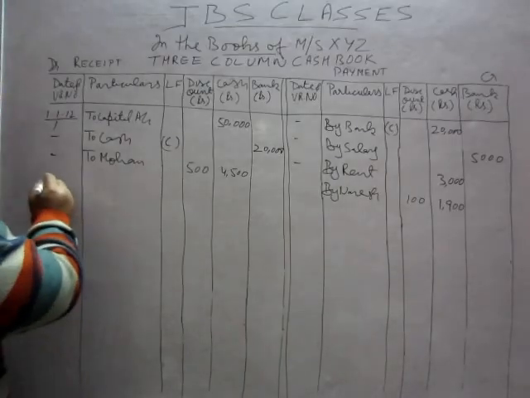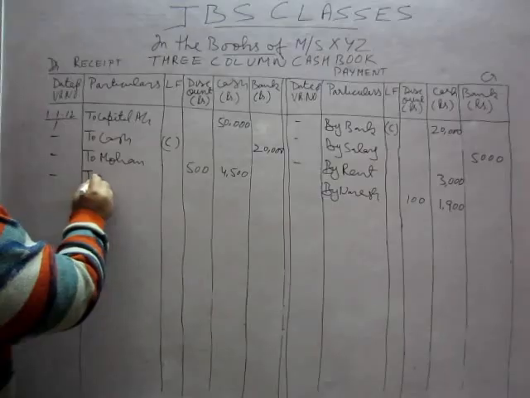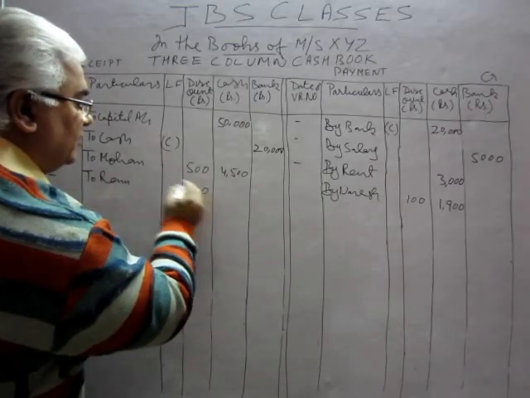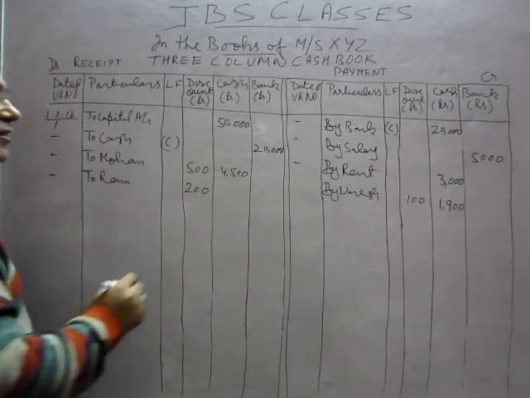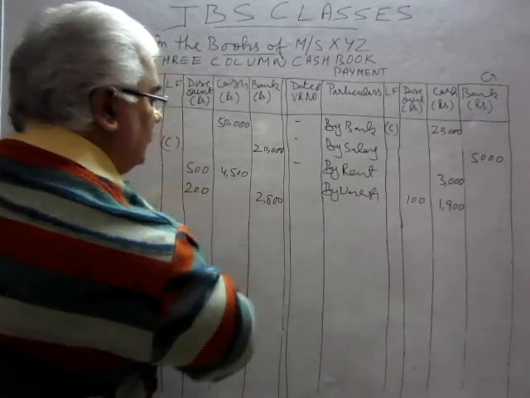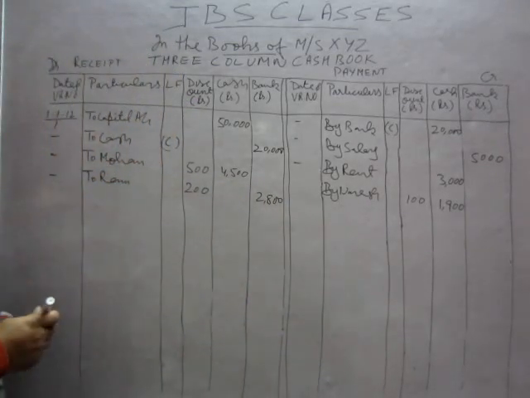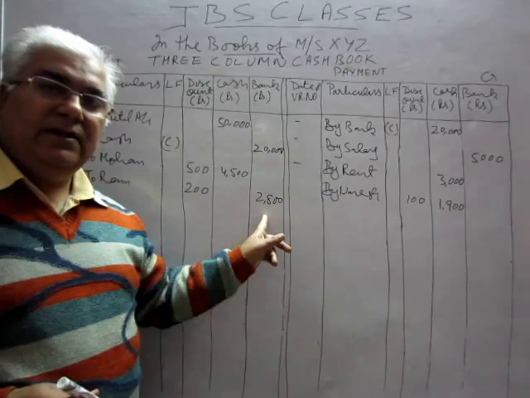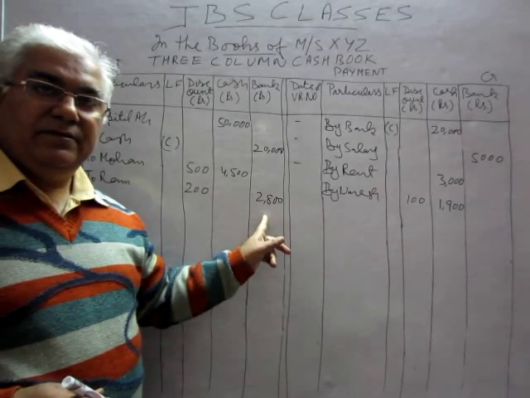So entry will be like this: to Ram, 200 in the discount column, and we are receiving a check of 2,800 from Ram, so it will be entered here. From here, Ram's account will be credited by 3,000 rupees.